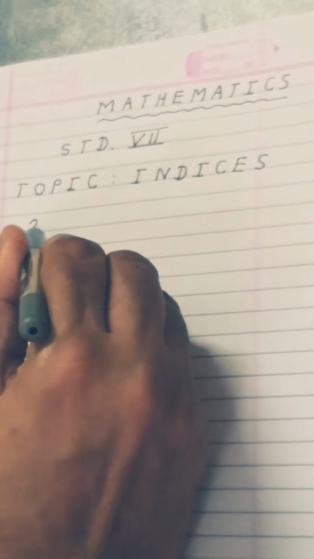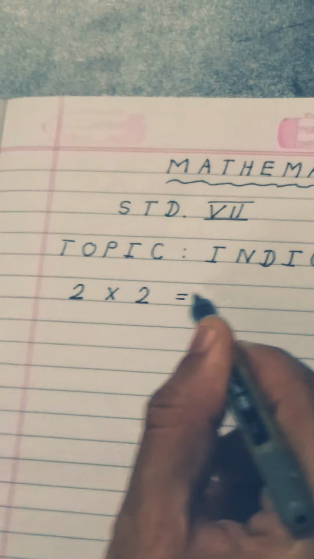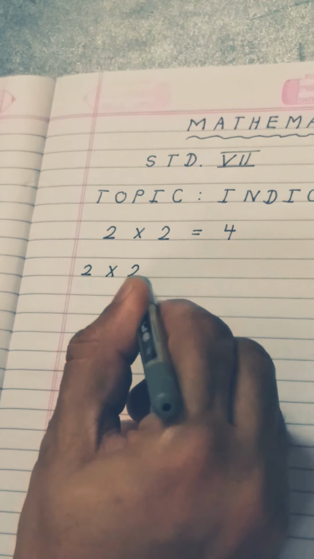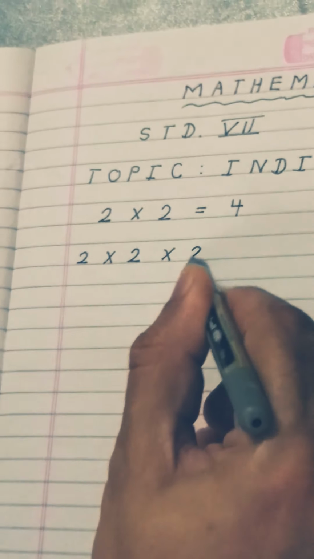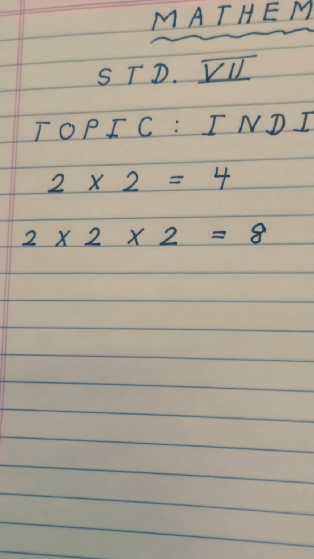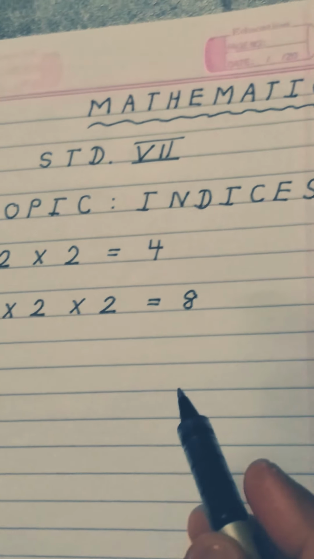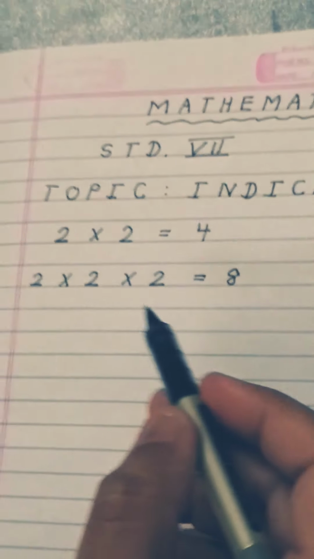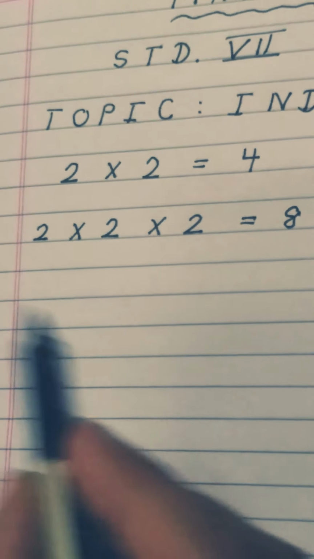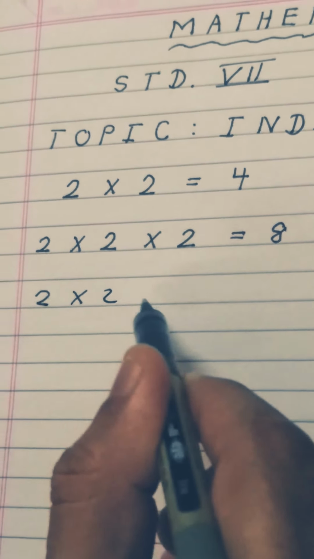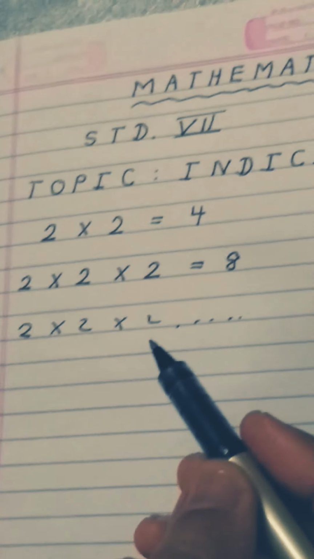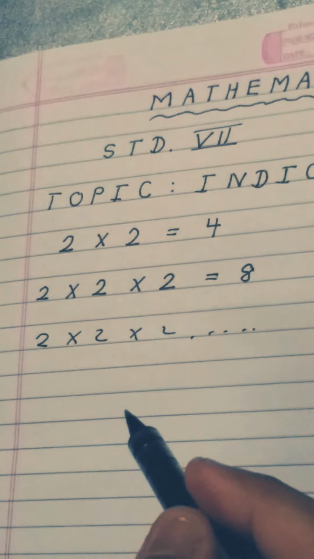All of you know that 2 into 2 gives us 4. If I have the number 2 multiplied 3 times, that is 2 into 2 into 2, it gives us the value 8. Now, the question is how to represent these numbers. Suppose I'm having the multiplication of 200 times. So will I be writing 2 into 2 into 2 like this 100 times? No, that is very cumbersome. So indices is exactly for that purpose.